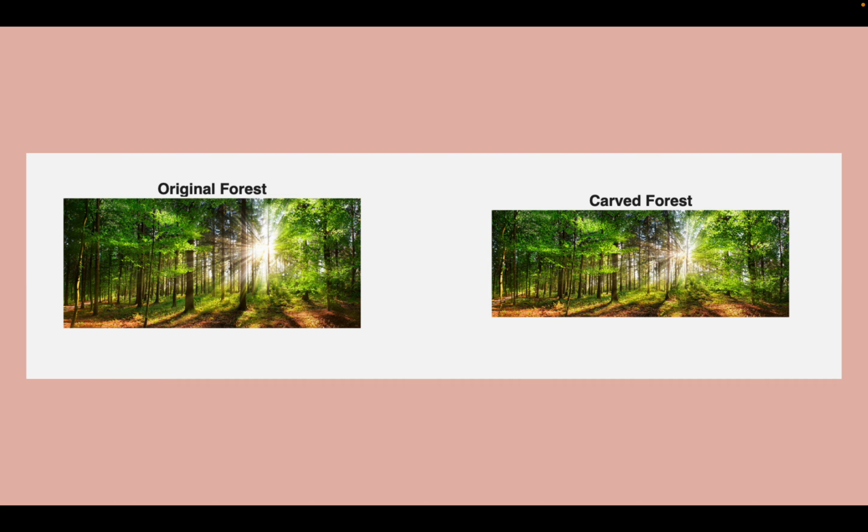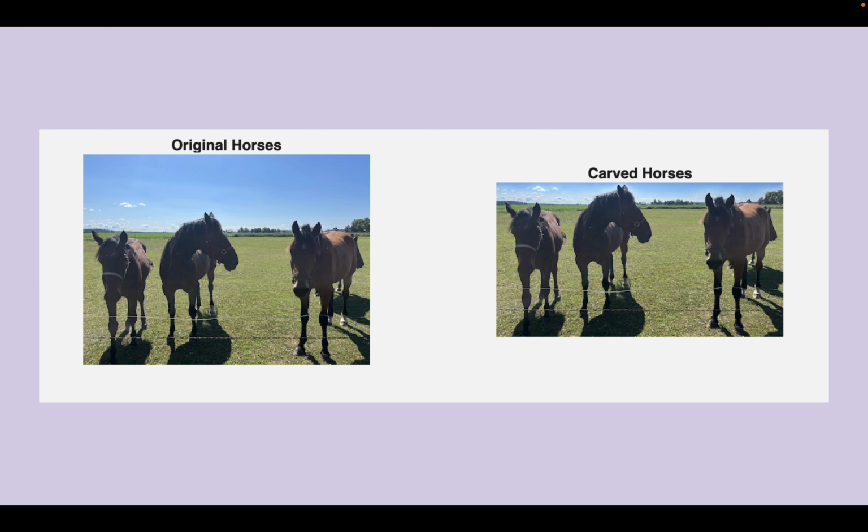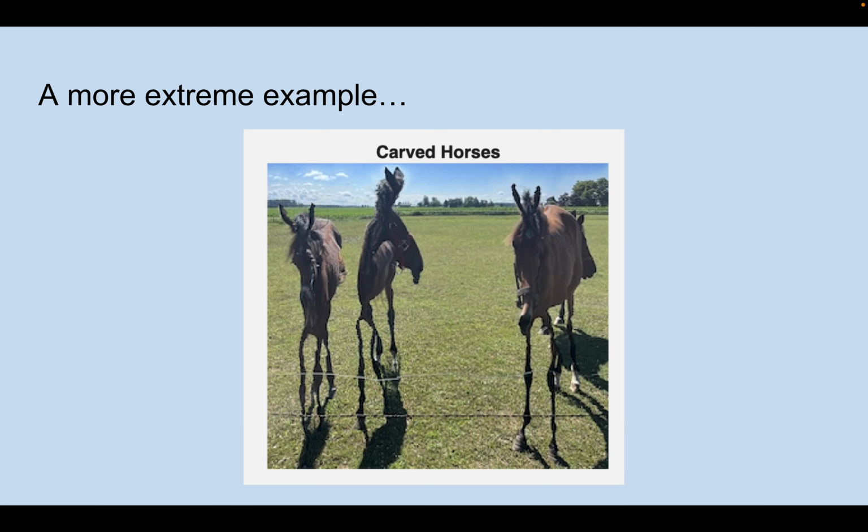You can see that the carved image made the trees a little bit skinnier and the sunshine a little bit less intense, but overall it still looks fairly realistic. This is a railroad, and this made the tracks a little bit weird. Overall, still pretty realistic. And then this is some horses that I took a picture of. This was my original picture, and you can see that while it does squish the sky down a lot and it looks cropped, it did preserve those clouds and all of the artifacts that were in the original image.